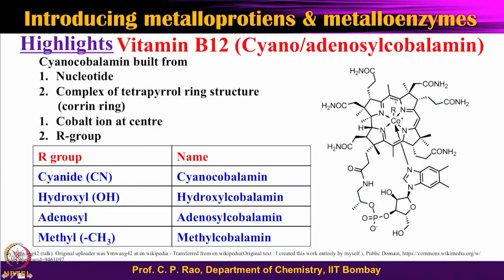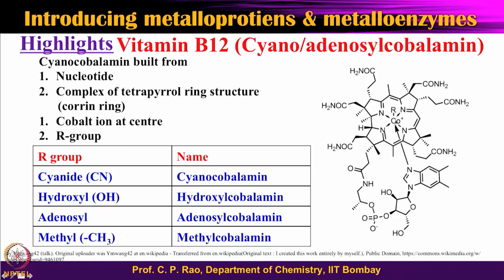Vitamin B12 is a coenzyme, it is not an enzyme. But this coenzyme is associated with a huge number of enzymes in bringing about 1,2 hydride shift kind of reactions. So, adenosyl cobalamin is the natural one, and as you can see here, this is the corrin part, and this is the benzimidazole part which is bound.